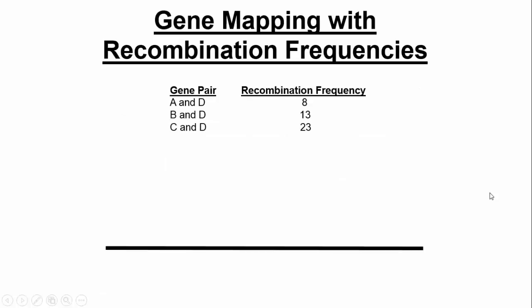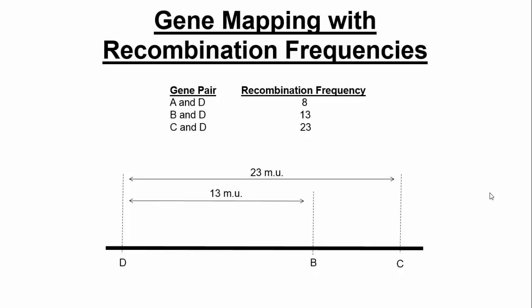So I'm going to walk you through this a little bit. I have a bunch of pairs here: A and D, B and D, and C and D. I have recombination frequencies that we calculated, and those are the same thing as map units. When I'm making a map, I start with the larger value first. So I say there's 23 map units between C and D, between B and D there's 13, and between A and D there's 8.